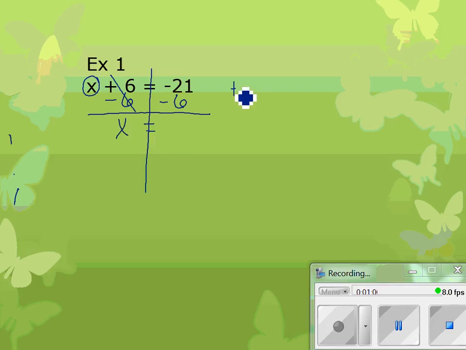So I'm going to make a t-chart. Negative 21, negative 6, because they're on the same side, I'm going to add them together. 21 plus 6 is 27. They're on the negative side, so it's a negative 27. So the answer is x equals negative 27.